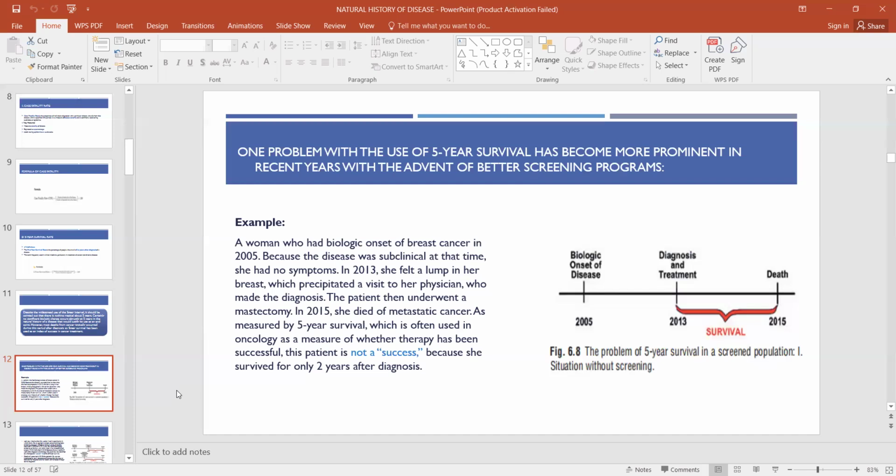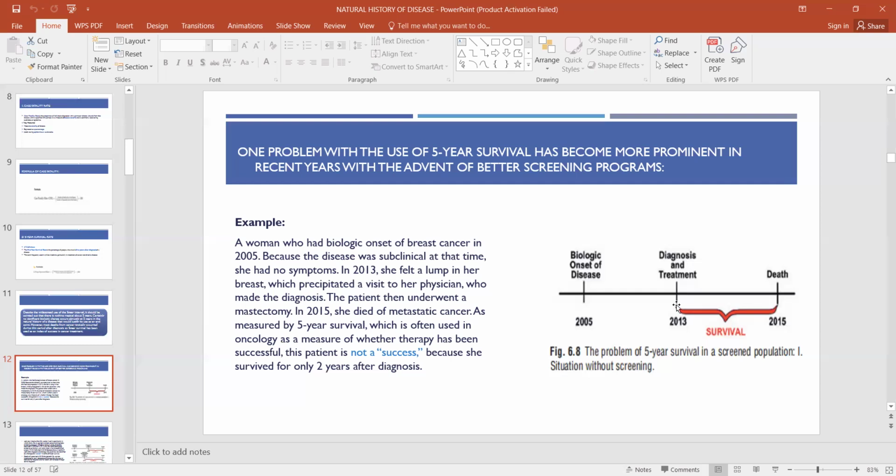There are some problems with 5-year survival. One problem with the use of 5-year survival has become more prominent in recent years with the advent of better screening programs. For example, a woman had a biological onset of cancer in 2005, but the disease at that time was in the subclinical stage, and she had no signs and symptoms. She felt a lump in her breast in 2013, which precipitated a visit to her physician who made the diagnosis.